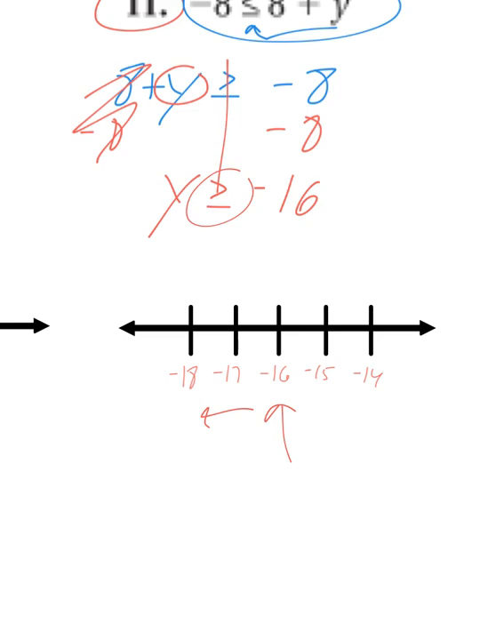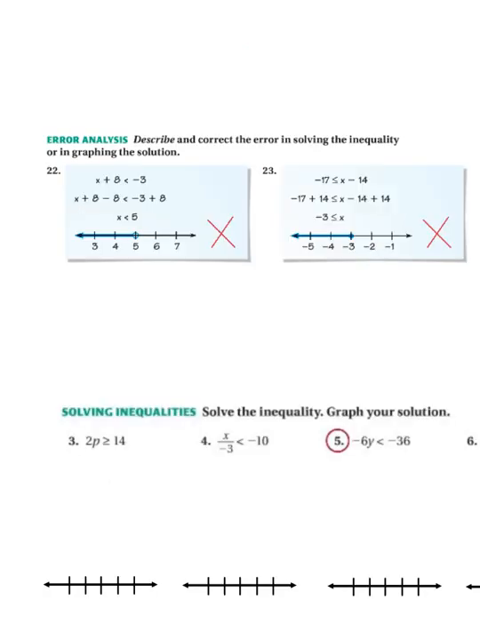It's greater than or equal to, so I'm going to circle it and shade in that circle, and I want numbers that are greater than. So I want to shade towards the positive, towards -14, -13, -12, -11, -10, all the way up to 0 and into the positive numbers. So that's the way I'll shade.